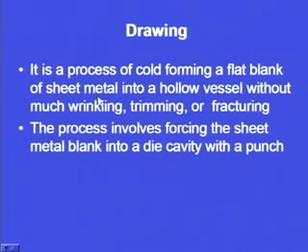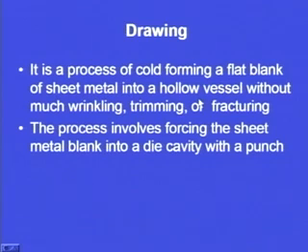So, here we have a blank of sheet metal, for example, one blank, which will be made up of sheet metal. It is a process of cold forming a flat blank of sheet metal into a hollow vessel. So, this blank will be formed into a hollow vessel without much wrinkling, trimming or fracturing.